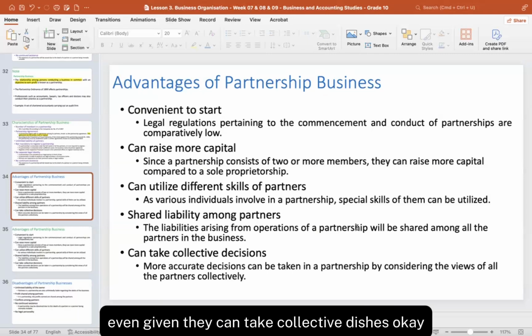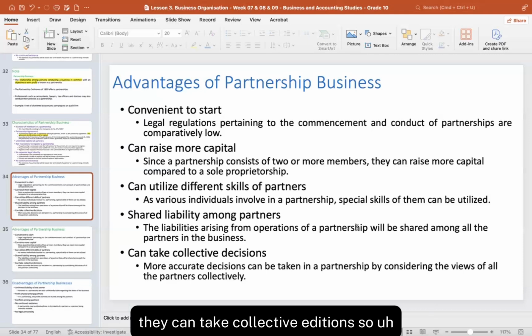And they can take collective decisions. Okay. They can take collective decisions.